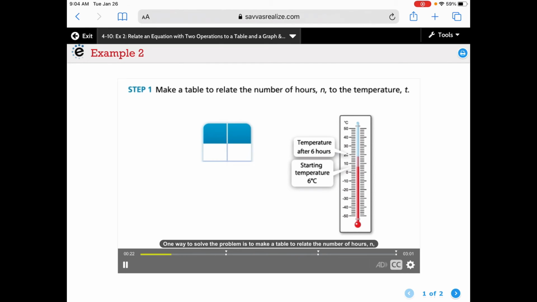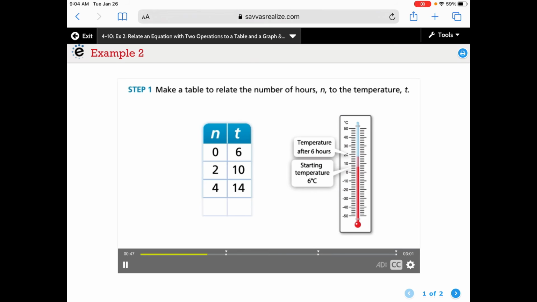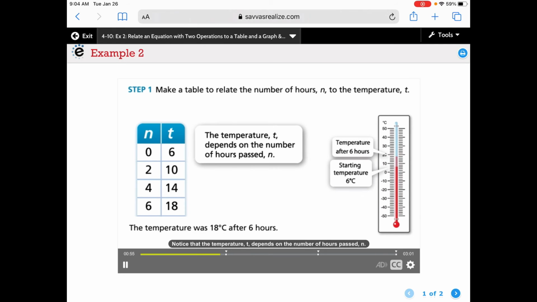Right, so we'll make a table to relate the number of hours N to the temperature T. The starting temperature is 6 degrees Celsius. So we're not starting at 0, we're starting at 6. So when N equals 0, T equals 6. Then the temperature increases 2 degrees every hour, or 4 degrees every 2 hours. The temperature was 18 degrees Celsius after 6 hours. Notice the temperature T depends on the number of hours passed, which is N.